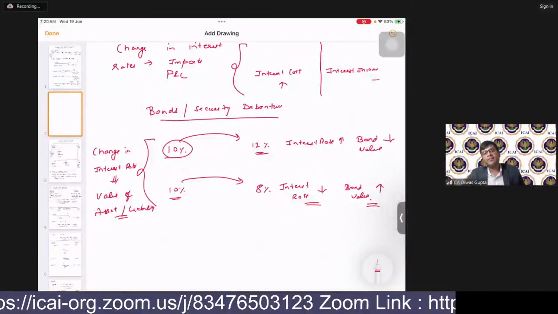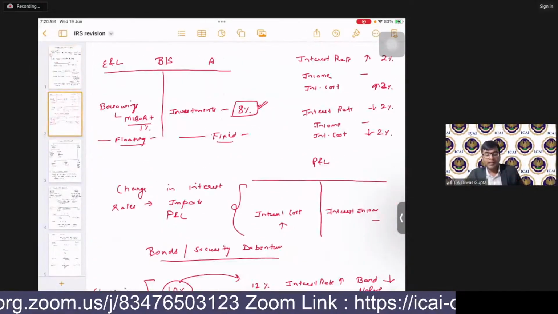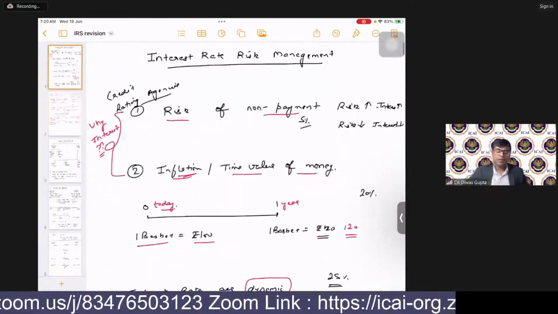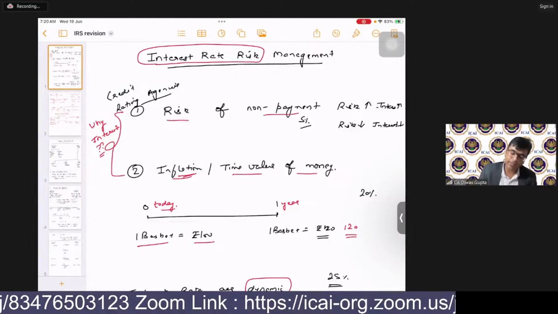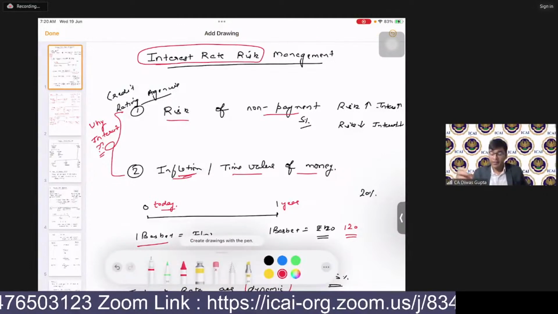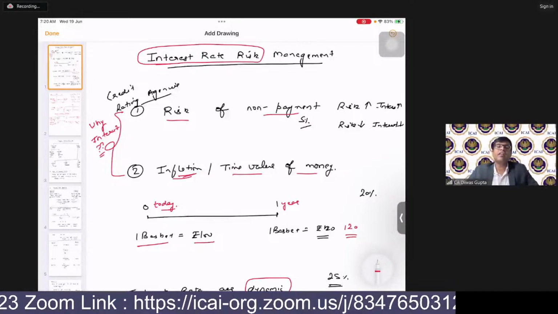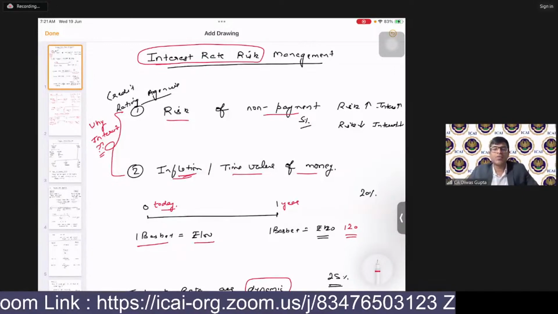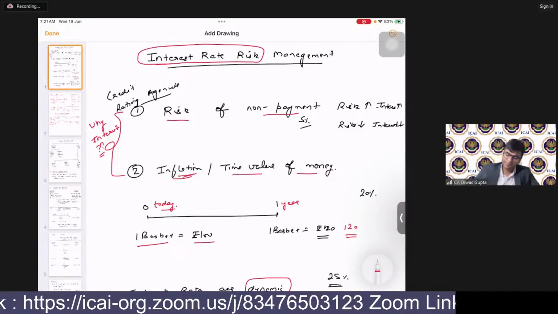Okay, students. I hope the problem is clear because in this interest rate risk management, first we need to understand what is the interest rate risk, what are the implications of such interest rate risk, and then we will come to how we can manage it, students. Okay. Any questions till now, students?